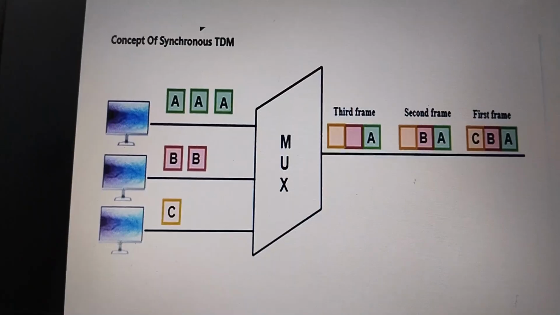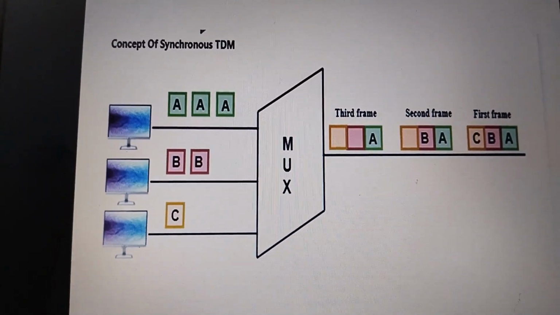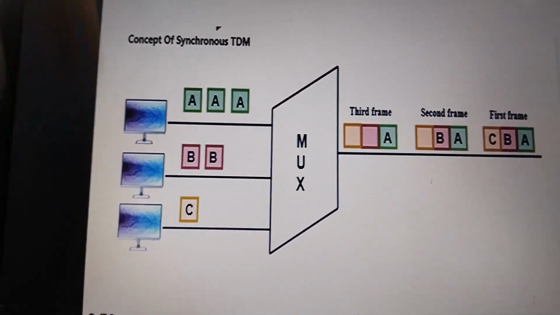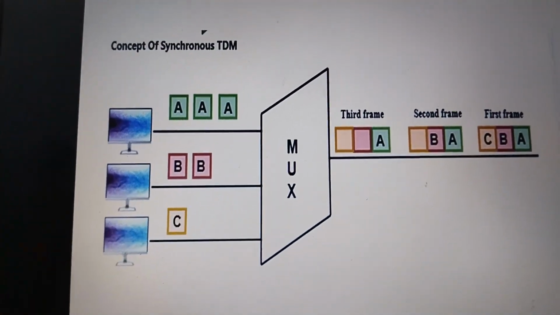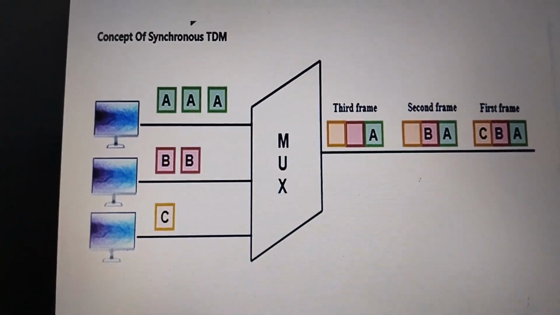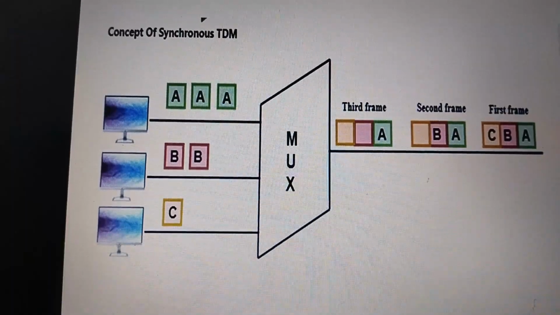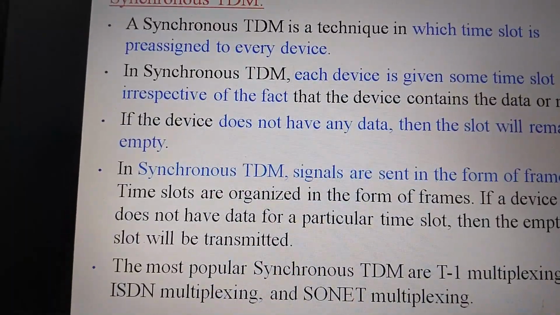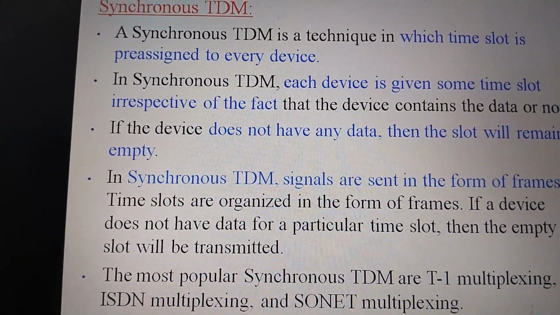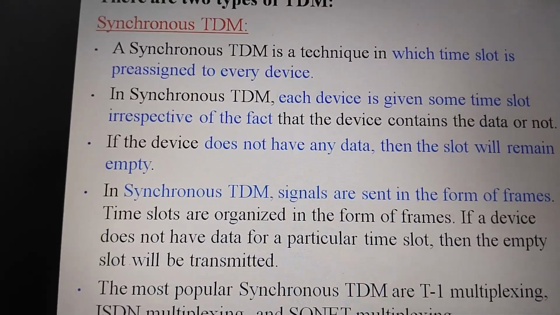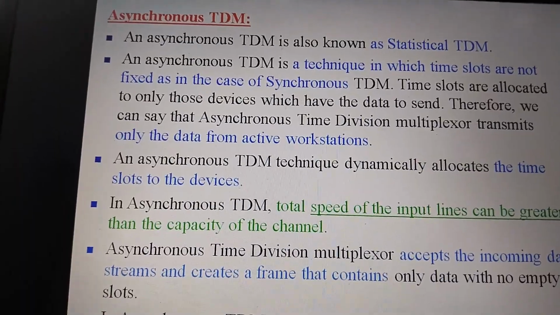What about the second frame? Still, it allocates the time slot for C. And what about the third frame? In the third frame we have only a single A, but it is allocated. And what about B and C? B and C data are not available, but they are still allocated in synchronous time division multiplexing. The disadvantage here is that irrespective of the availability of data, the slot is allocated in synchronous time division multiplexing. The second type is asynchronous time division multiplexing.